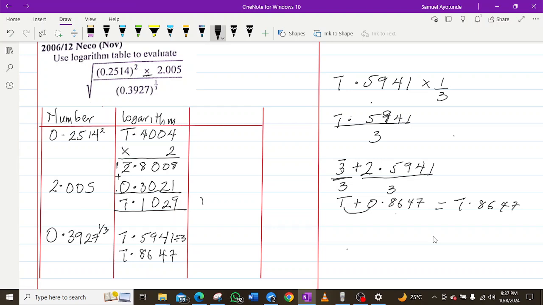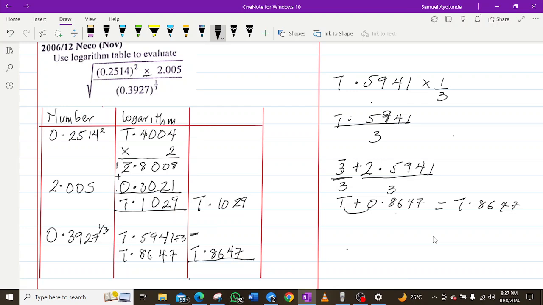So I have 1 bar. The answer for the numerator is 1 bar 0.1029. For the denominator is 1 bar 0.8647. So I'm subtracting since they are dividing each other. I'm subtracting numerator over denominator, that's division.